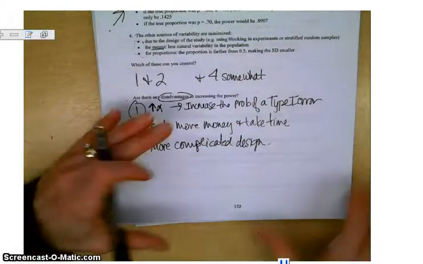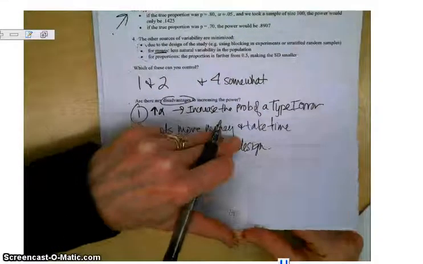All right, so that's everything on power. The other topic we're going to cover today is a hypothesis test for a mean.